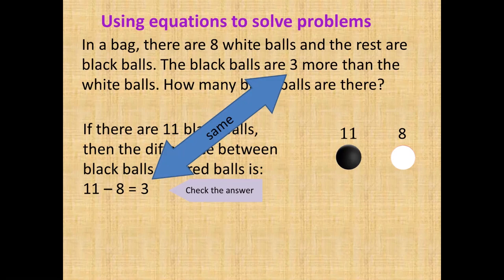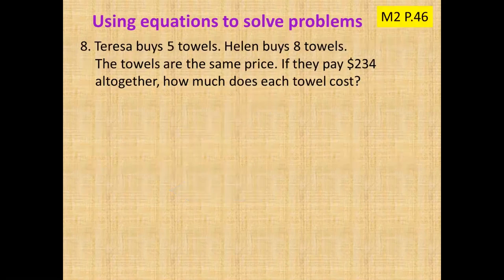Okay, so it's now your time for challenging questions. Can you please take out your M2 and turn to page 46? On your M2, page 46, there is a question. Question 8. Teresa buys 5 towels and Helen buys 8 towels. The towels are the same price. If they pay $234 altogether, how much does each towel cost?